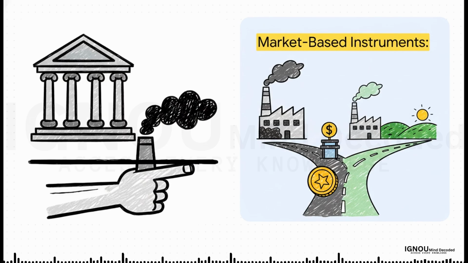On one hand, you have command and control. This is kind of the old school way. The government just makes a strict rule, like you cannot release more than 10 tons of this chemical a year. It's direct, but it can be inefficient because it treats every polluter the same.